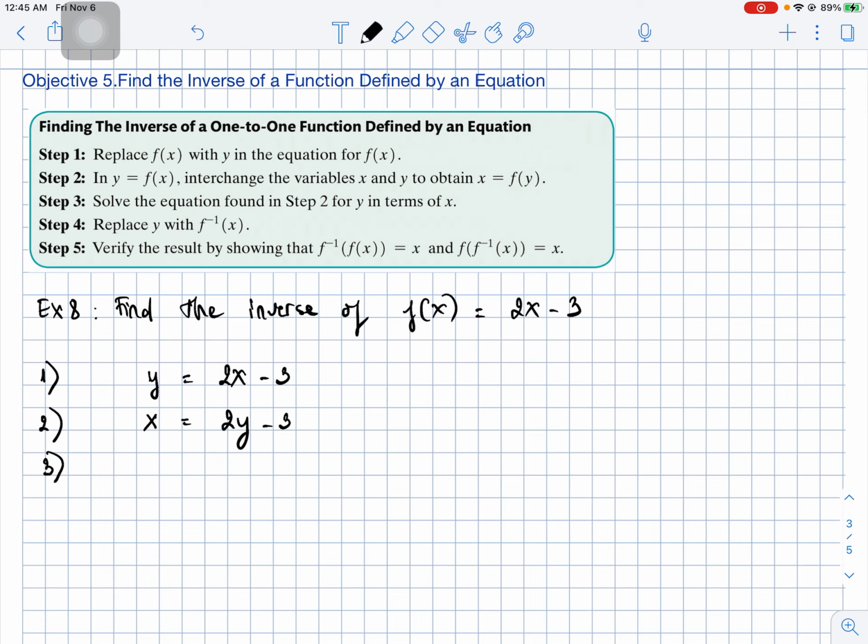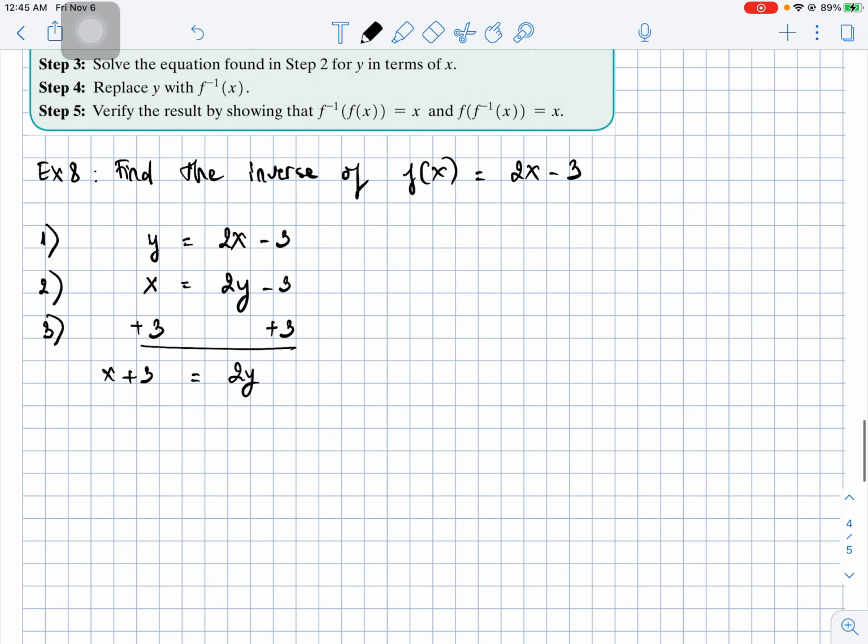In step number 3, we need to solve for y. We will add 3 both sides, and we got 2y equal x plus 3. Then divide both sides by 2. So we got y equal x plus 3 over 2. If you want to separate, it is equal to 1/2 x plus 3 over 2.